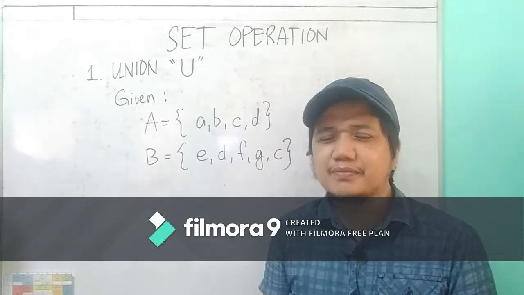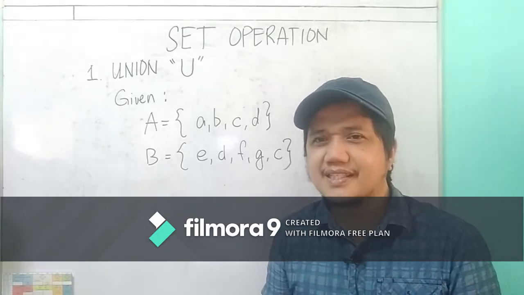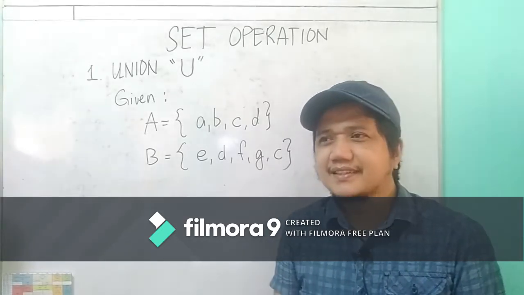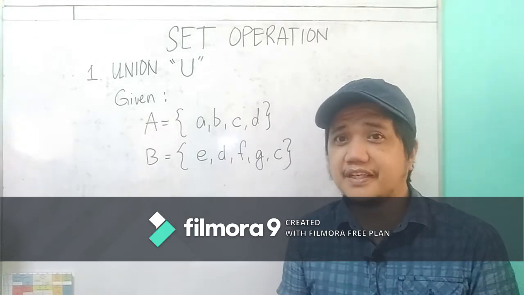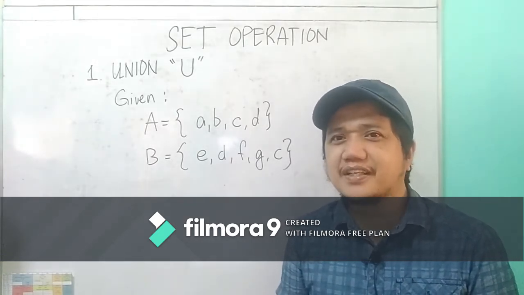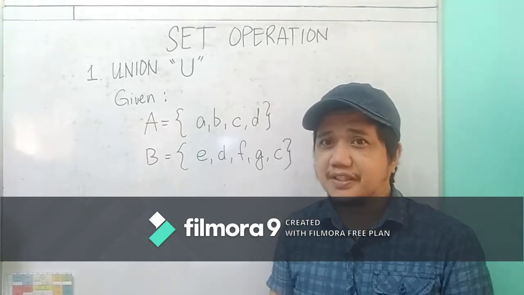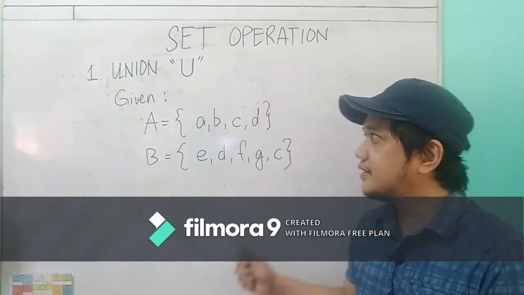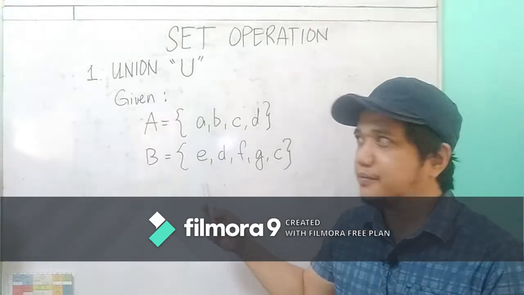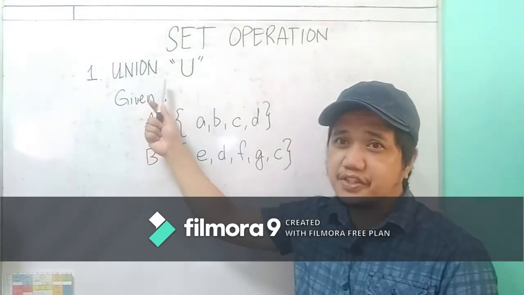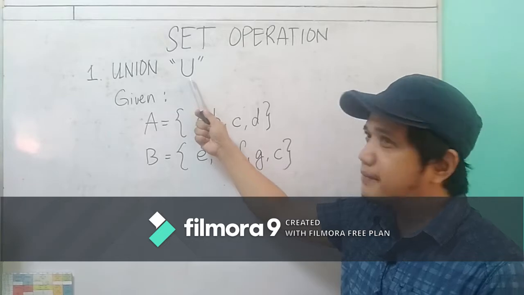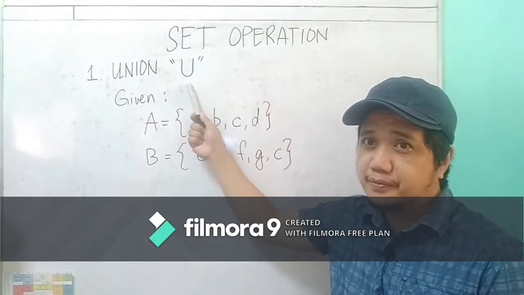Good day, class. Welcome to our topic for the day, which is entitled Set, Relations, and Function. This is under our first module in Discrete Structures 2. To start with, we have on the board the first operation on set, which is referred to as union, which is represented by the symbol U.